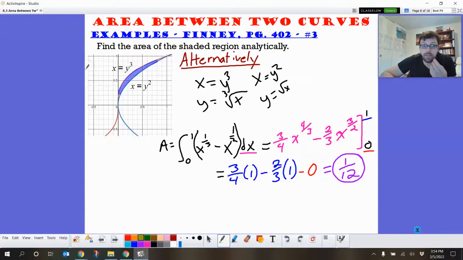We still have 1 and 0 because it happens to be that they meet at 0, 0 and 1, 1. Otherwise, these would have to change to be the x values. But once we do that top minus bottom, we still get 1/12. So we get the same answer both ways. If we integrate with respect to x and do top minus bottom, or if we integrate with respect to y and do right minus left.